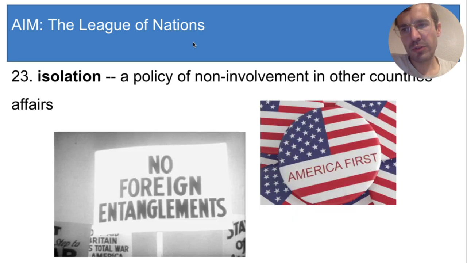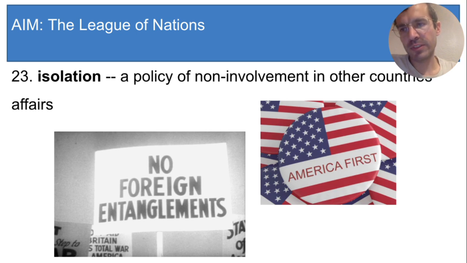And that's because the majority of Congress supported a different foreign policy called isolation. Isolation is a policy of non-involvement in other countries' affairs. It means that one country isolates itself and tries to interact with other countries as little as possible. In America, isolation is sometimes called America First. The idea there is America should focus on itself and not worry about what's happening in other parts of the world.